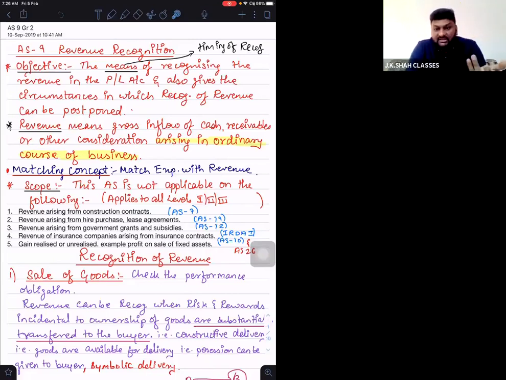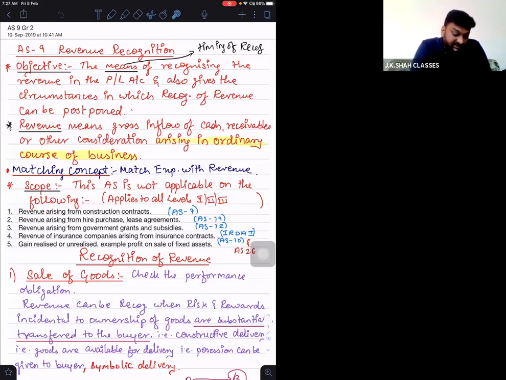Because on a personal basis, whatever you earn, say for example, I have my personal fixed deposit. The interest that I earn is revenue, but I don't account it because that is personal in nature, right? So personals we don't account in our books of accounts. We keep it aside. We account whatever is there in our day-to-day business operations, right?